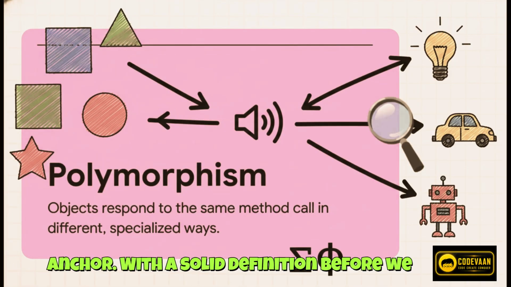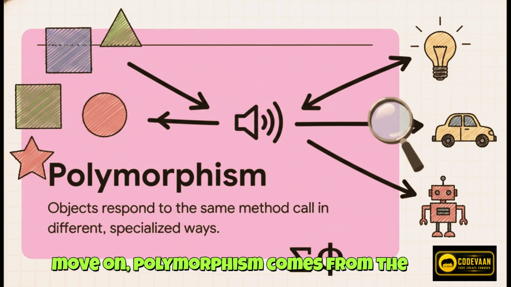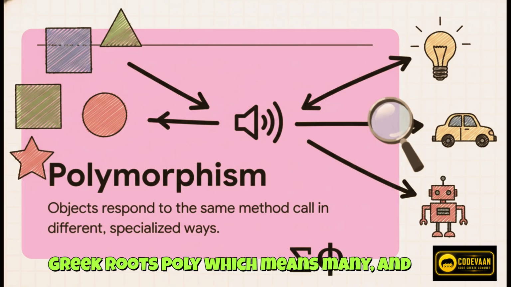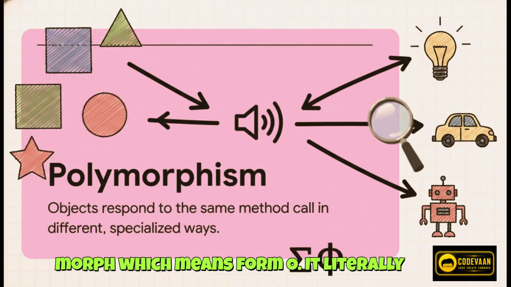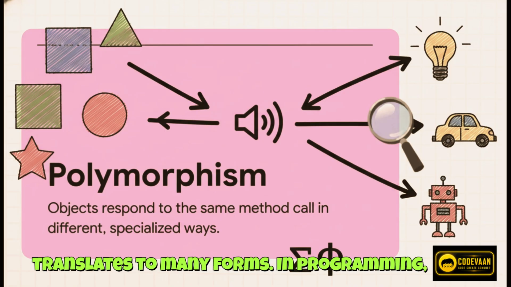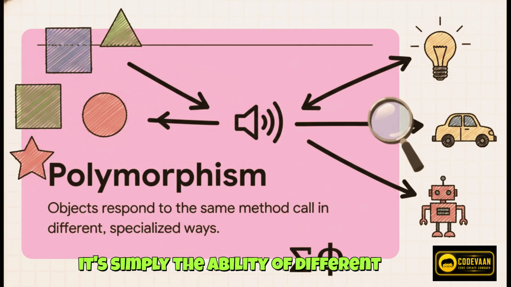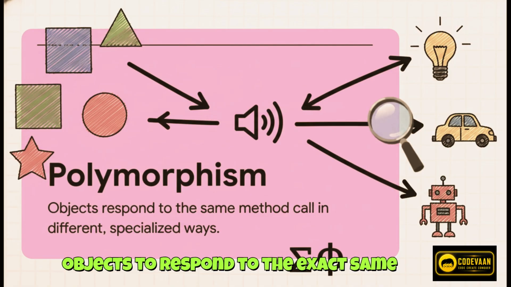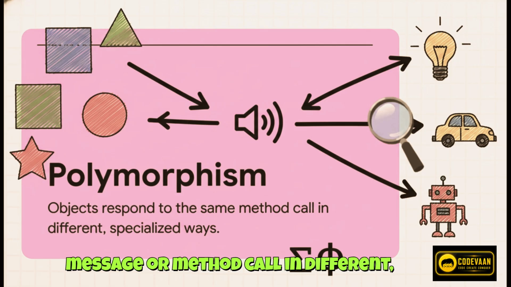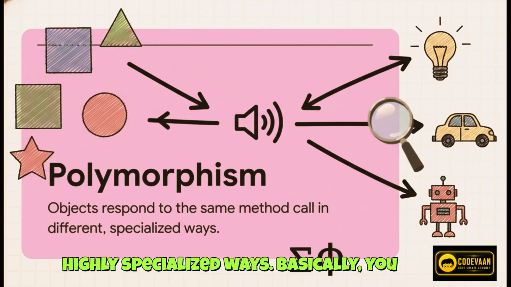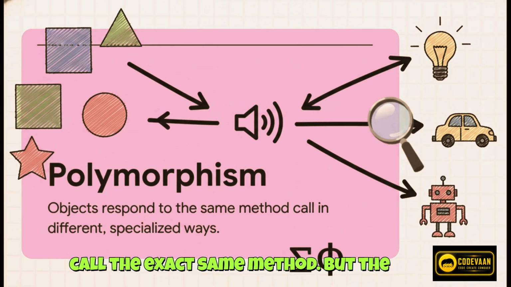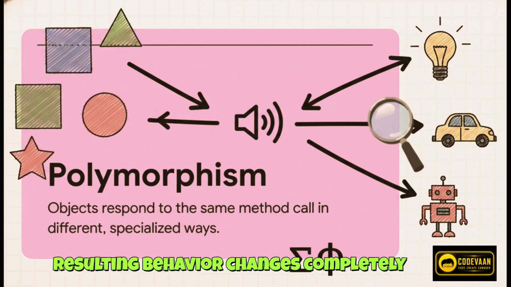So let's actually anchor this with a solid definition before we move on. Polymorphism comes from the Greek roots poly, which means many, and morph, which means form. So it literally translates to many forms. In programming, it's simply the ability of different objects to respond to the exact same message or method call in different, highly specialized ways. Basically, you call the exact same method, but the resulting behavior changes completely depending on the specific object receiving it.